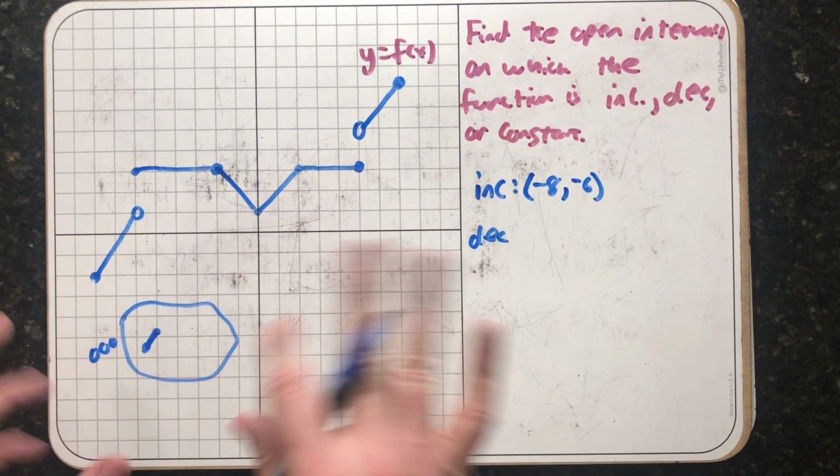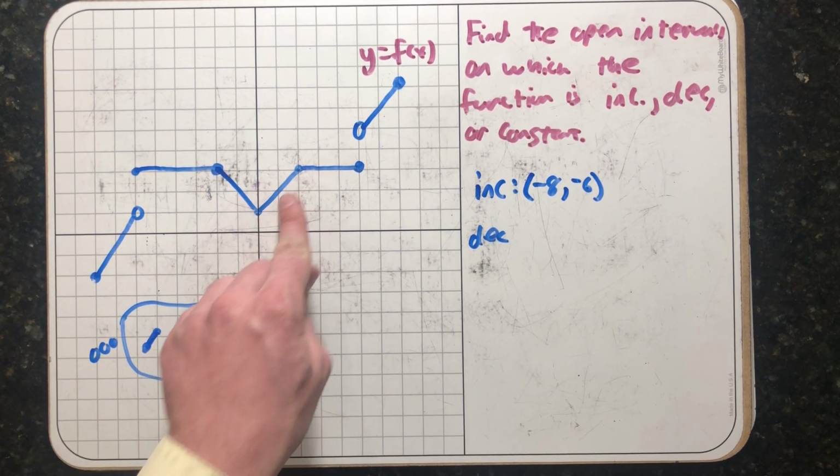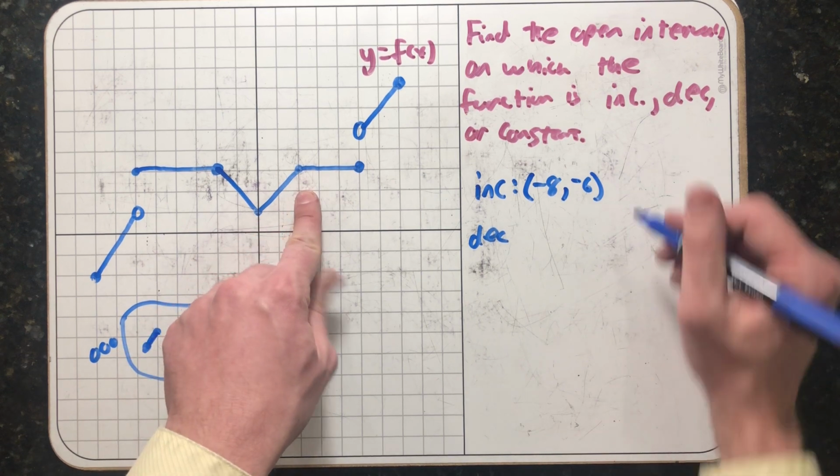So now let's go on and find anywhere else we think we're increasing. And from here to here, we're increasing. So that's from 0 to 2.